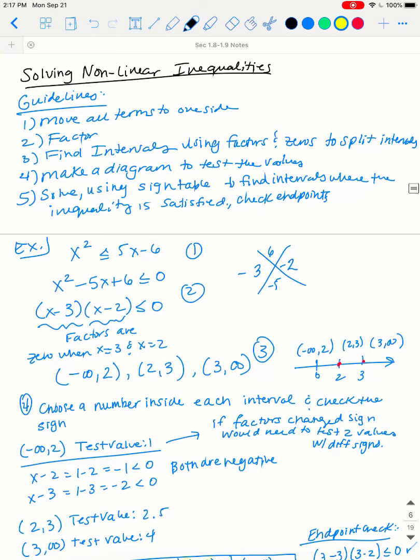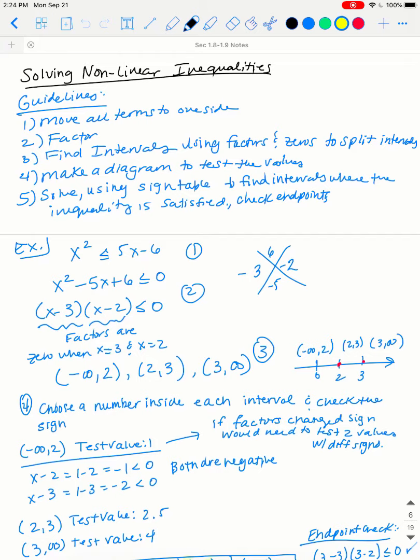So solving nonlinear inequalities is a little bit trickier, but here are some guidelines to help us through, and then we'll go through an example. In solving nonlinear inequalities, our guidelines are to move all terms to one side. Then we will factor. Then we will find intervals using factors and zeros to split up intervals. We will make a diagram to test the values. We will solve using a sign table to find intervals where the inequality is satisfied and then check endpoints.